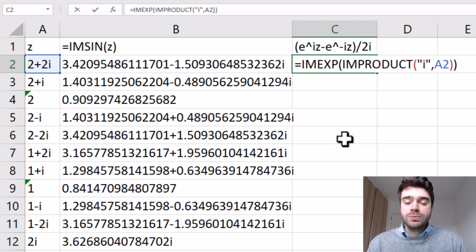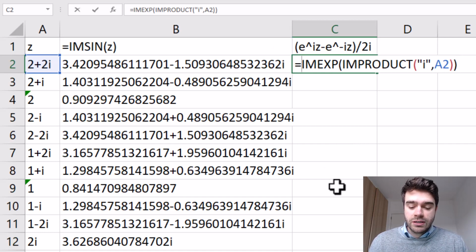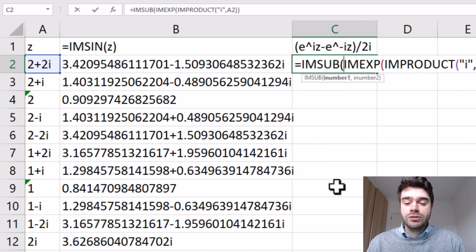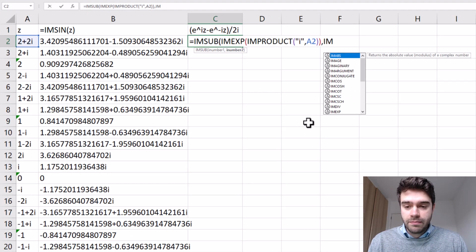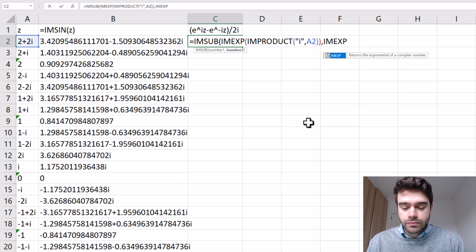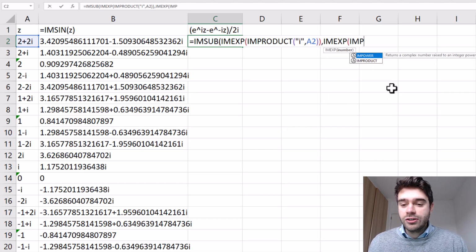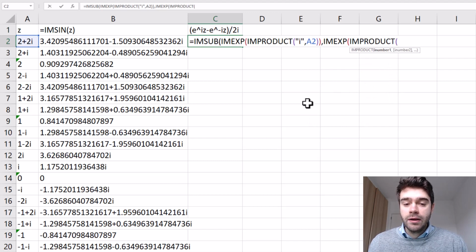From this, we need to subtract the exponential of minus i times our complex number. So we will use a special function once again, which is called IMSUB, which subtracts two numbers from each other. So from this first number, let's subtract the result of the IMEXP function. Now the IMEXP function will also take an IMPRODUCT function as an argument, where we multiply minus i, which I put in between double quotation marks, with our complex number.